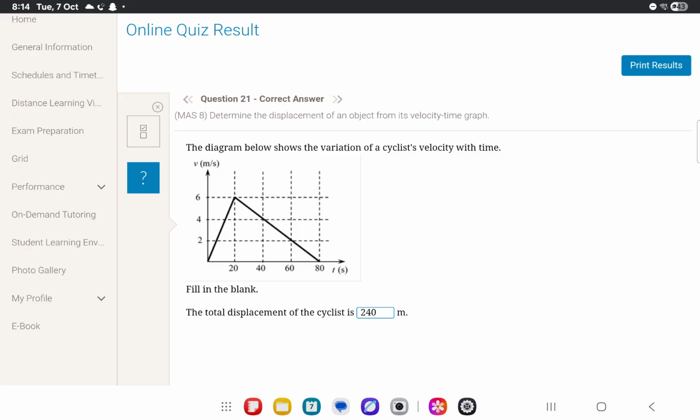Total displacement of the cyclist. Okay, now the displacement, as you know, is the area under the graph. So what are we gonna do? We're gonna divide it into two triangles. So we're gonna divide it here, and we're gonna divide it here. Okay, now it's the area under the graph.